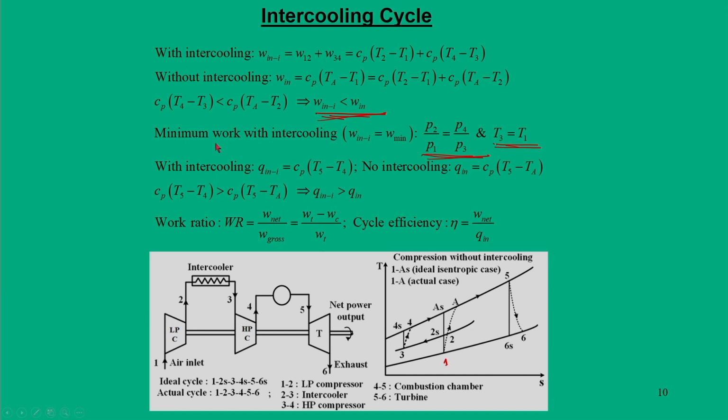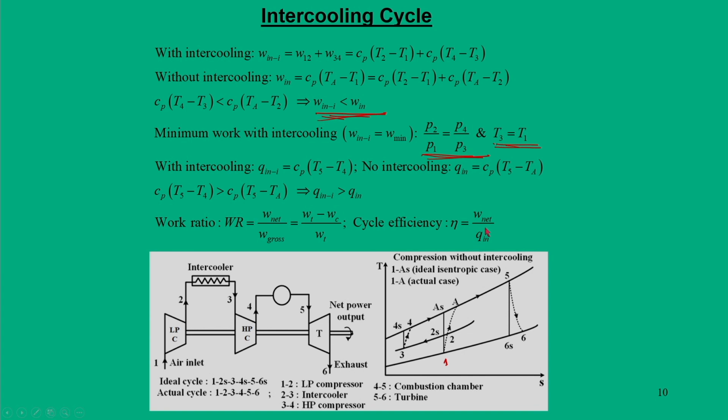This is what we say happens to work with intercooling. Now let us see what happens to heat with intercooling. So, with intercooling we can write this as Cp times (T5 minus T4), and with no intercooling we can write it as Cp times (T5 minus Ta). And one can clearly say that with intercooling the heat input is increased.